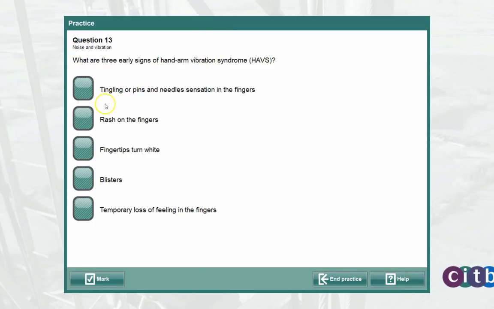What are 3 early signs of hand-arm vibration syndrome, HAVS? Tingling or pins and needles sensation in the fingers. Rash on the fingers. Fingertips turn white. Blisters. Temporary loss of feeling in the fingers.